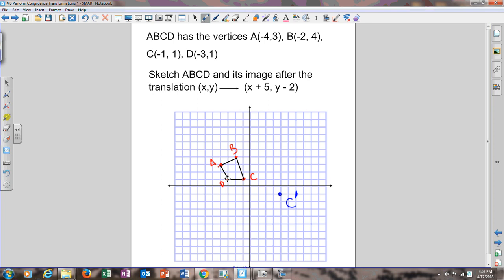Then D, you move over 5: 1, 2, 3, 4, 5, and down 2. Now that's D prime.